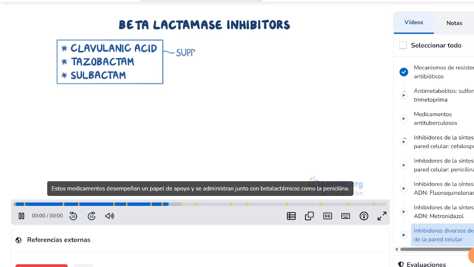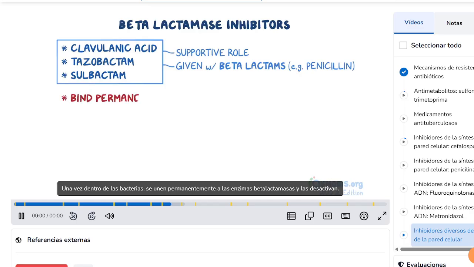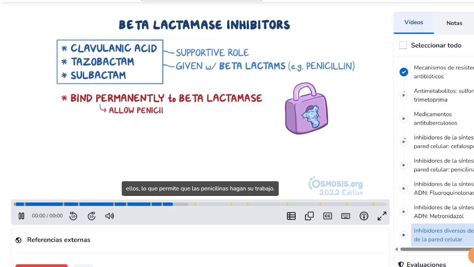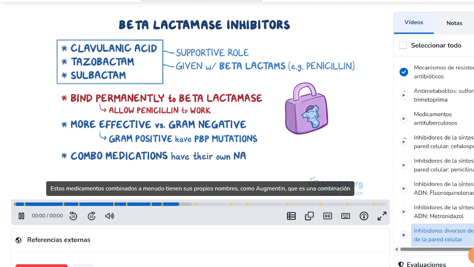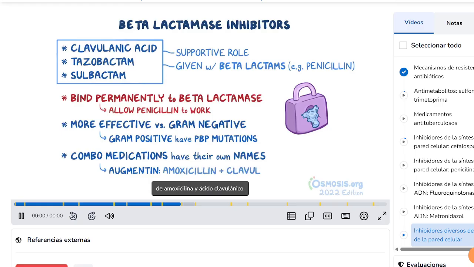These medications play a supportive role and are given with beta-lactams like penicillin. Once inside the bacteria, they bind permanently to the beta-lactamase enzymes and disable them, which allows the penicillins to do their work. However, they're more effective against gram-negative bacteria since gram-positive bacteria like Staph aureus often have PBP mutations that render the penicillins ineffective. These combo medications often have their own names, like Augmentin, which is a combination of amoxicillin and clavulanic acid.